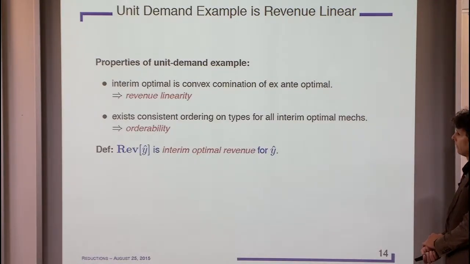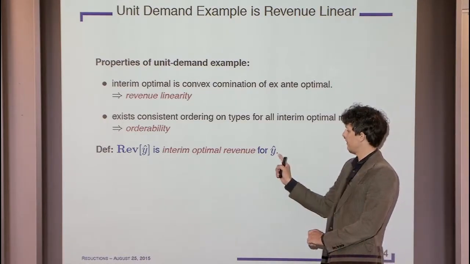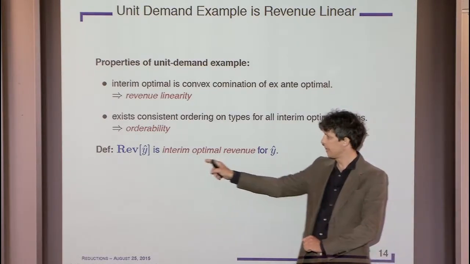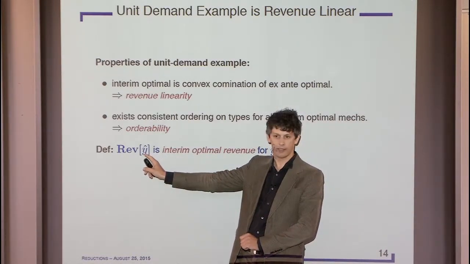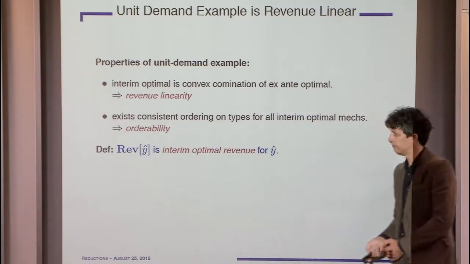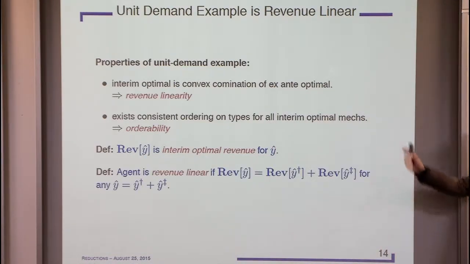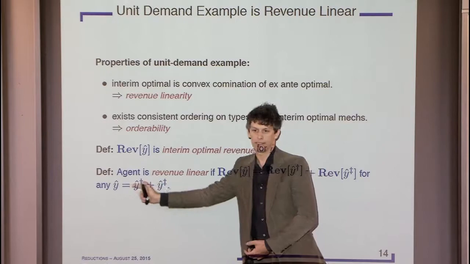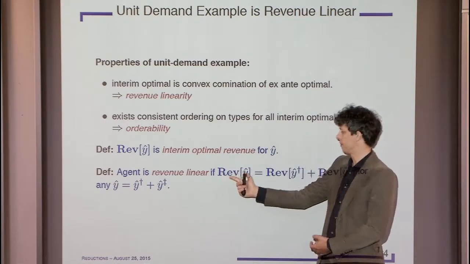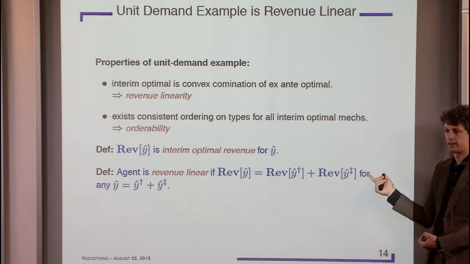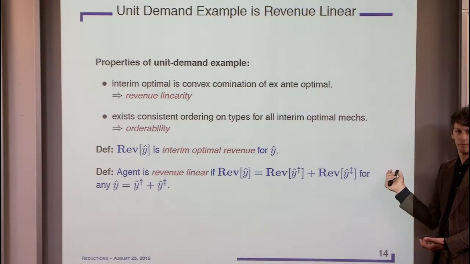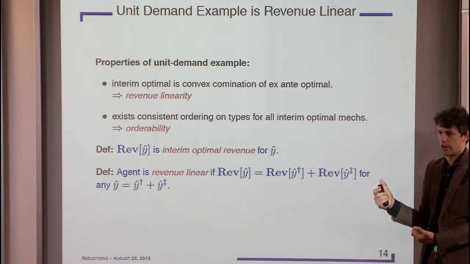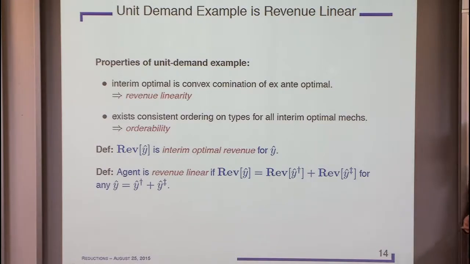Okay, I'm going to define some notation. If I give you a constraint y hat and I want you to optimize revenue subject to that interim constraint y hat, I'm going to denote by rev of y hat the optimal revenue I get for that constraint. Okay, then this revenue linearity property, more formally, is just the following. If I give you two allocation constraints that sum to a third constraint, then the optimal revenue for that third constraint is just the sum of the optimal revenues for those constraints. So it's a natural linearity property defined on this revenue operator on the allocation constraints.